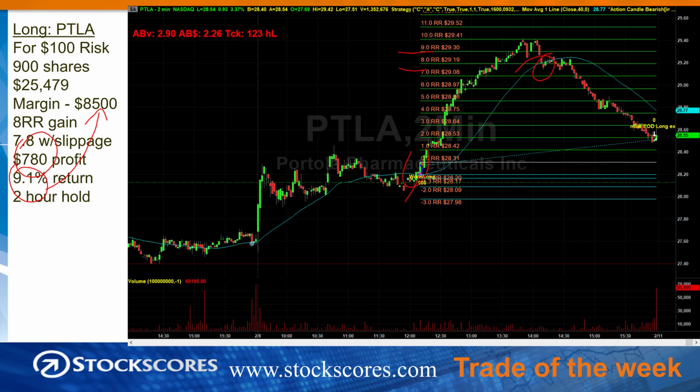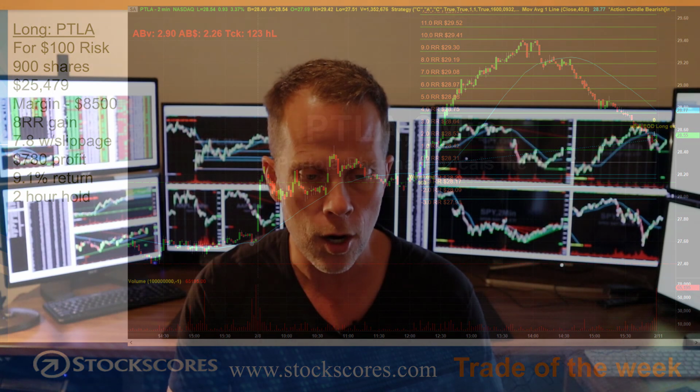And the nice thing about this one, the reason I wanted to highlight it, is that sell signal was a good one because look what the stock did into the close. It went pretty sharply down and gave back most of its gains, finishing the day at 2 RR.